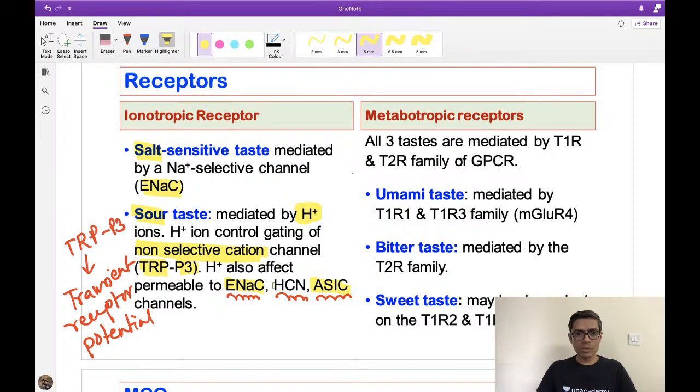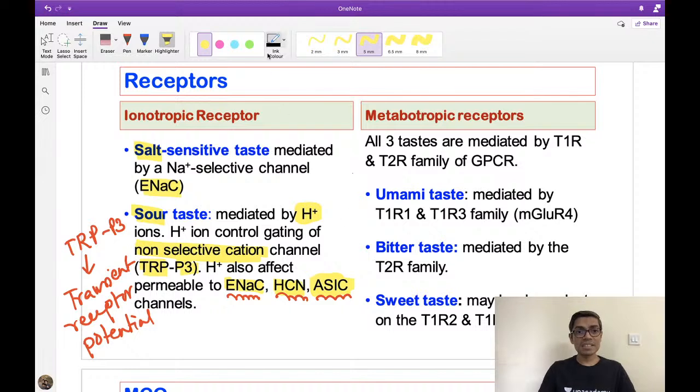HCN channel, I told you, they are present in the nodal tissue, SA nodal tissue, and responsible for pre-potential generation there. And this acid sensing ion channel, it is also present on neurons, right? And they are responsible for perception of pain, chemical pain. If there is H plus ion which is causing pain, then this is the channel which is responsible there. But we are not discussing the pain sensation right now. We are discussing the taste sensation.